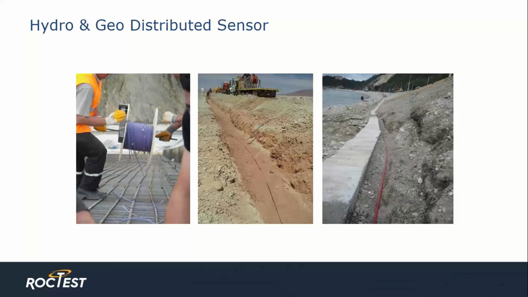So here you see a few examples, the installation of the Hydro&Geo cable directly into the ground or embedded in the concrete here. Because of its robustness, the same cable is also widely used for downhole monitoring, like boreholes, piles, wells, or ground shaft monitoring.